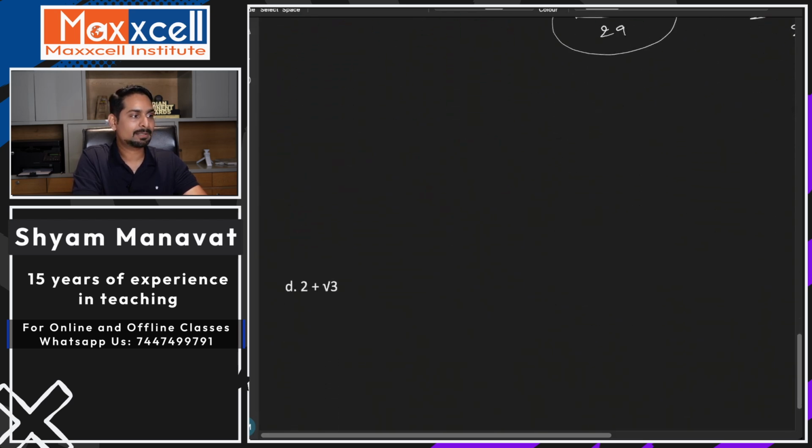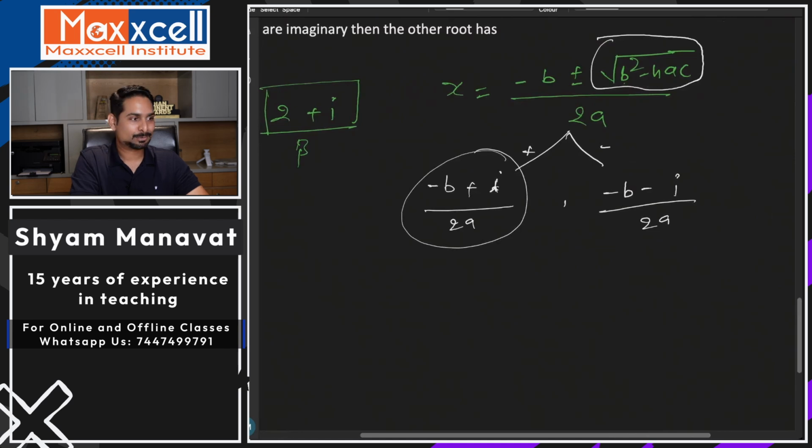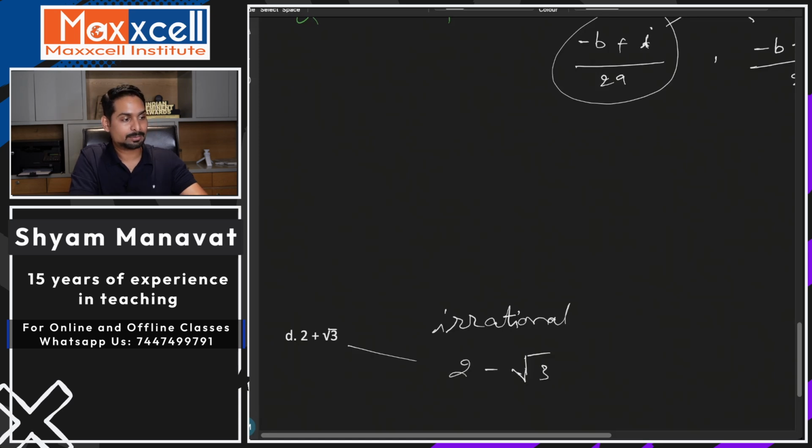Same thing will happen in case of an irrational number, where the square root value you are not able to solve. Now from where do you get this square root sign? You get the square root sign from the discriminant. So if one root is 2 plus root 3, only one root is given, and that is irrational. What is irrational? The square root which you cannot simplify. If only one root is given, then you can say the second root has to be 2 minus root 3. And you need to understand why.